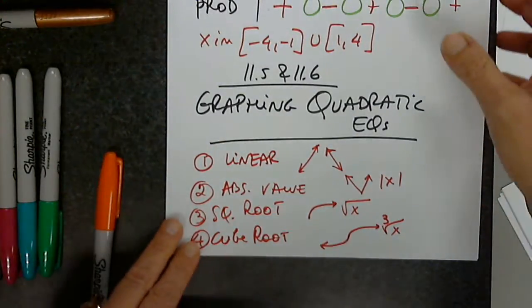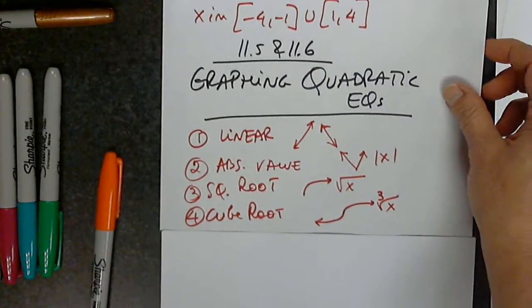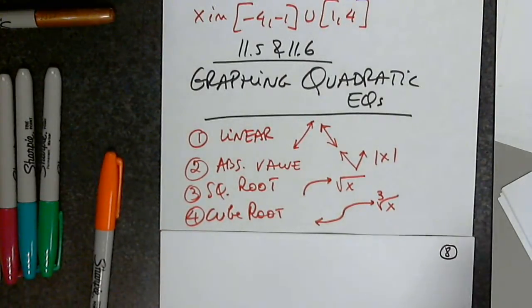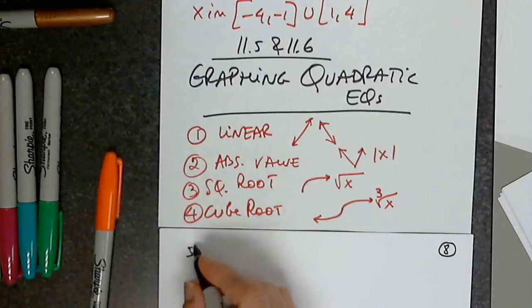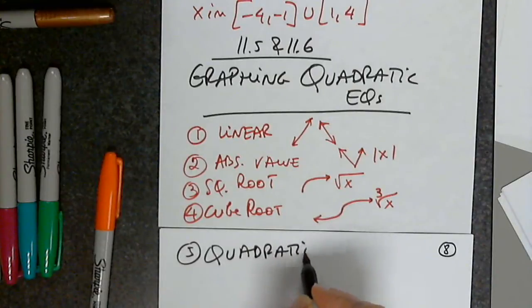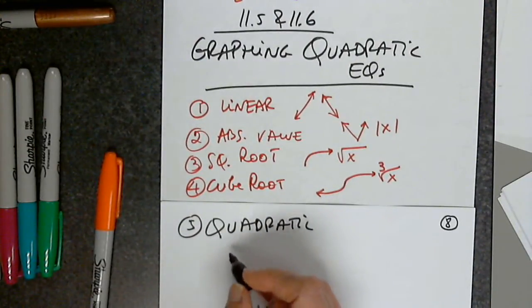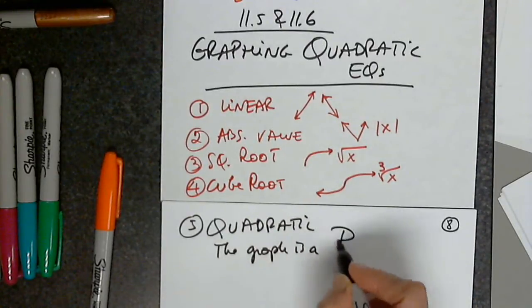We're going to add one more to this list. Becky, are you okay? Yes? Okay. Good. So number 5, quadratic. The graph of a quadratic function is a parabola.